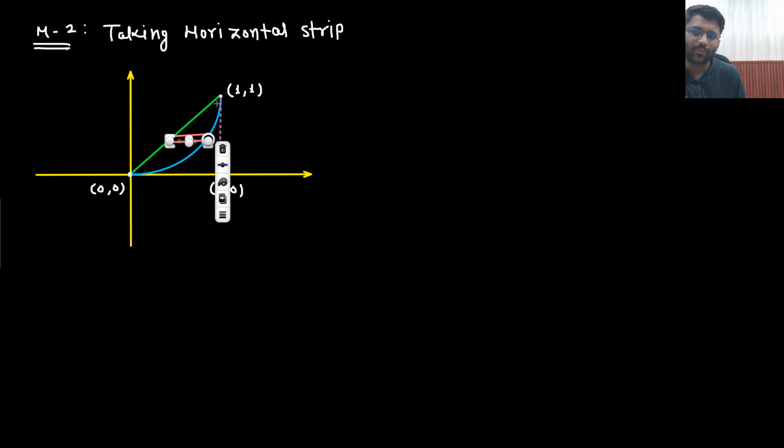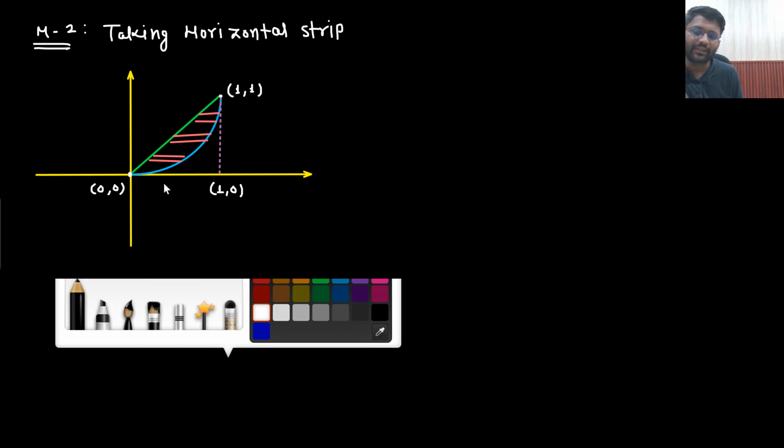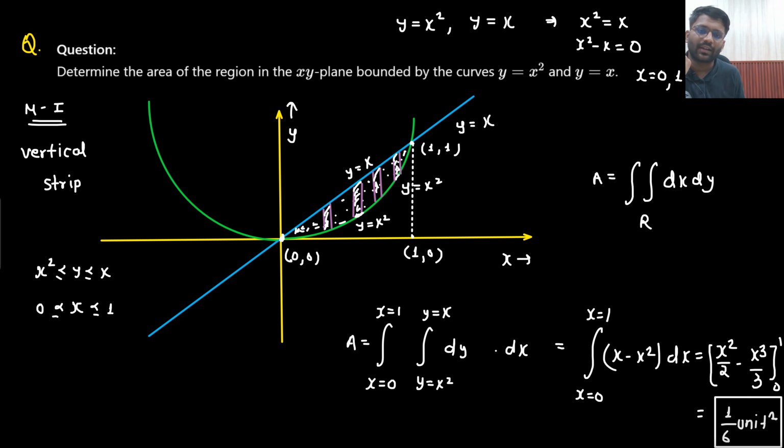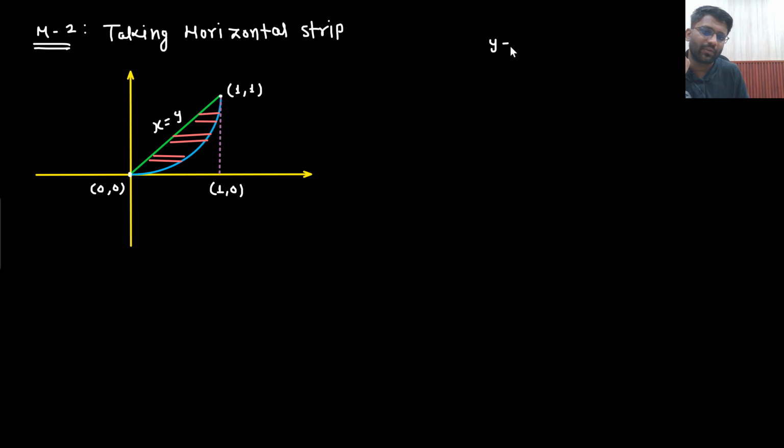Horizontal strip this time. If you move the strip from here to here, is the definition changing? Absolutely not, sir. So what is the value of x here? The value of x is y. And what is the value of x here? Y equals x square was the scenario, no? Y equals x square.